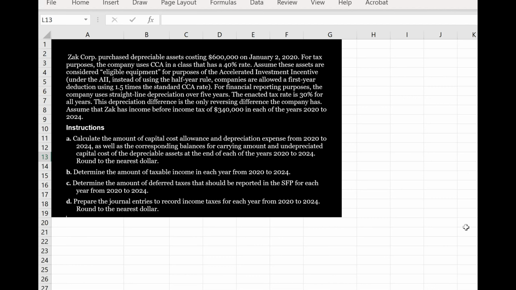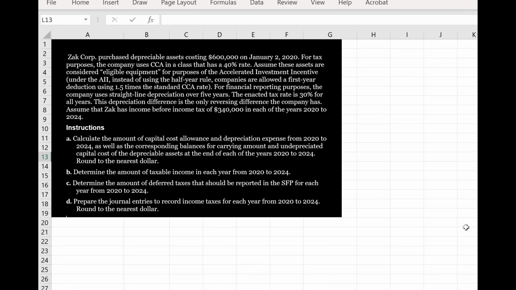Under the AII, instead of using the half-year rule, companies are allowed a first-year deduction using 1.5 times the standard CCA rate. For financial reporting purposes, the company uses straight-line depreciation over 5 years. The enacted tax rate is 30% for all years. This depreciation difference is the only reversing difference the company has.